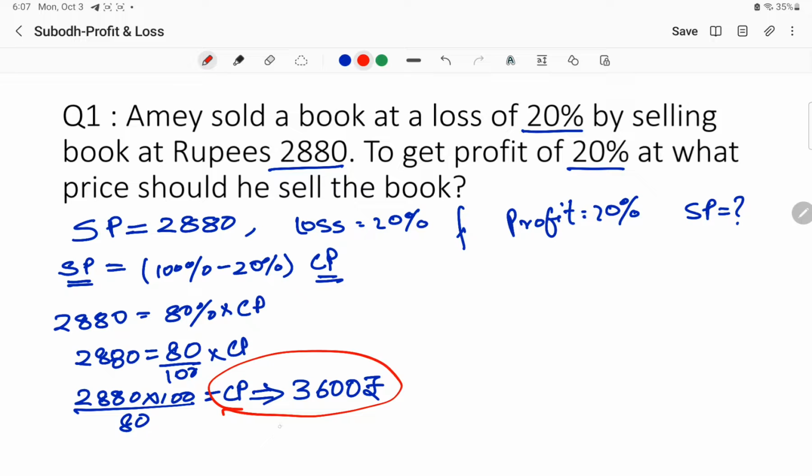Now you have got the reference point, that is your cost price. Now we can solve this problem to get the profit percentage of 20%.